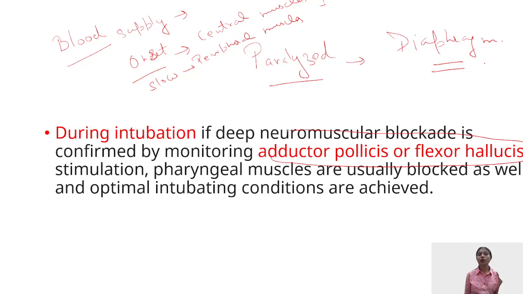I've already told you that in certain texts you are going to find orbicularis oculi as the correct answer. Yes, orbicularis oculi was being used, but the problem had been the pharyngeal muscles. The upper airway muscles were being left. That is why adductor pollicis or the peripheral muscles are now being monitored during every phase of anesthesia. You have to remember just this one thing.